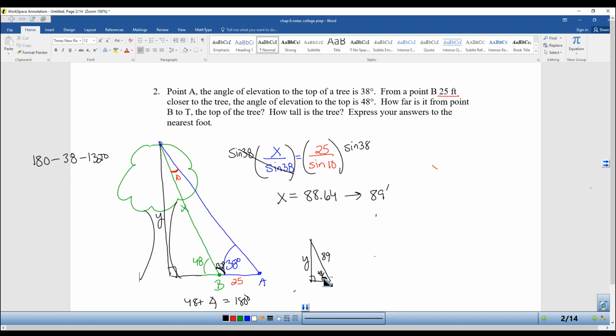So what trig function do you know that connects opposite and hypotenuse? Sine, not the law of sines, just basic sine. So sine of 48 is equal to opposite over hypotenuse. So you can go ahead and do that. Sine of 48 times 89 is 66 feet. There you go. You can either write out the word feet or use that little abbreviation.